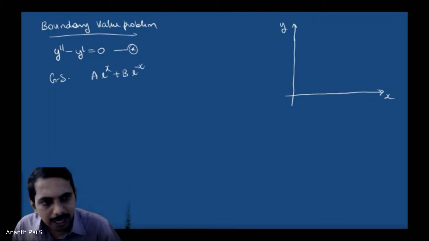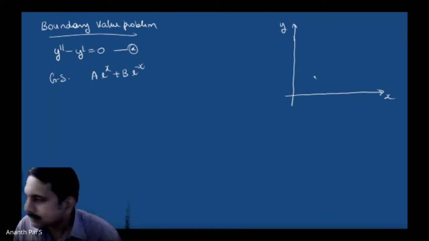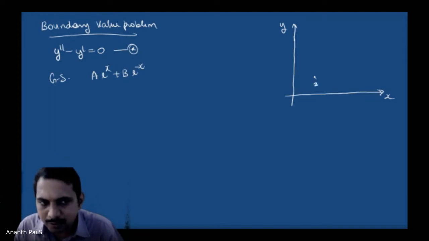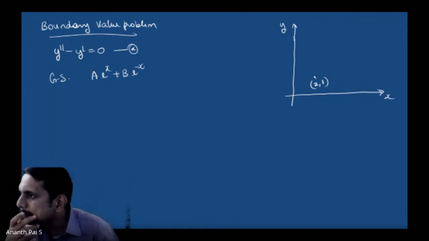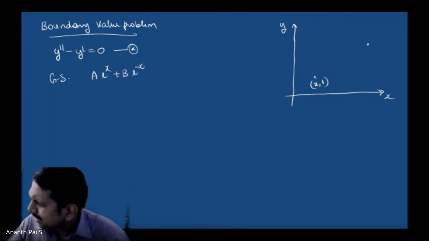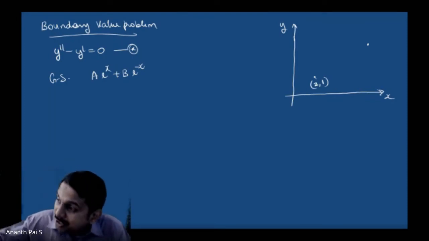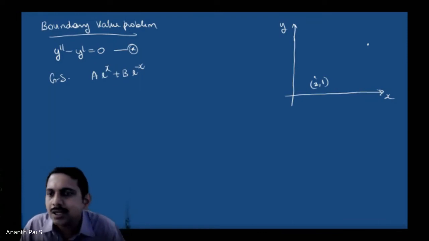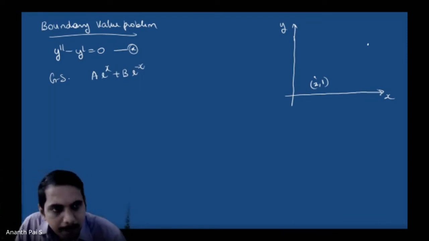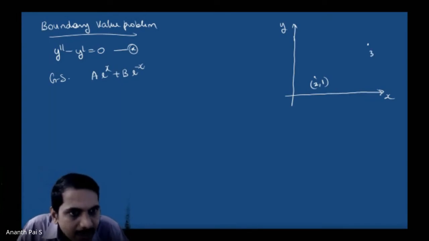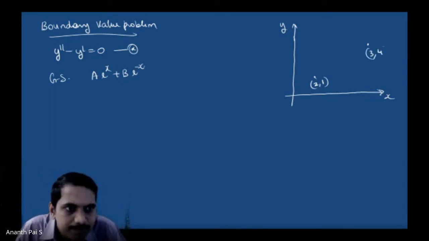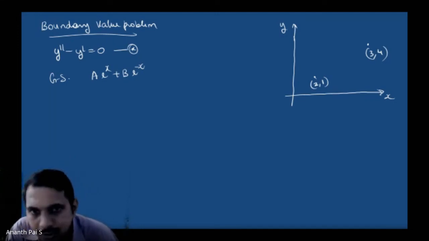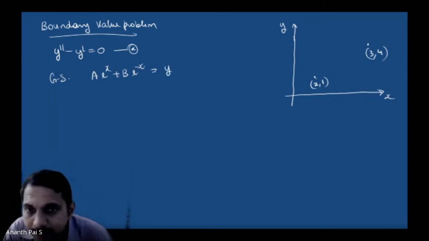Now, I can say a point here, say x is equal to 2, y is equal to 1. It's one boundary. Another boundary, I'll put it here, arbitrarily I'm saying, because this refers to the actual case. I'm saying the solution of this passes through (2, 1) and (3, 4). Let us see whether this is applicable here.